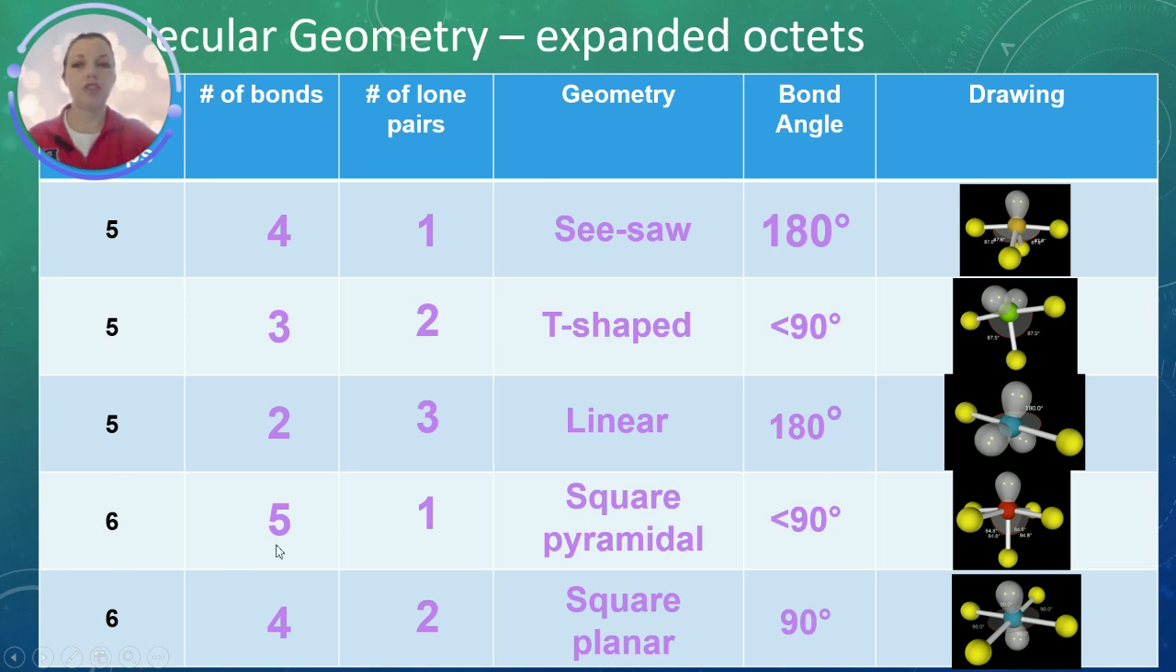When you have 6 electron groups, if one of them is a lone pair, that becomes something we call square pyramidal with slightly less than 90. And then if you have 2 lone pairs, then we come to something called square planar. So back to kind of a planar situation because we lose that linear part in the middle of the octahedral.